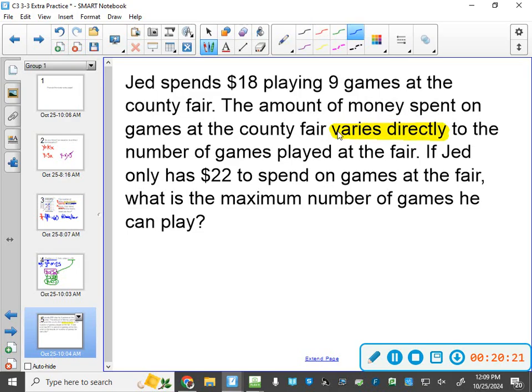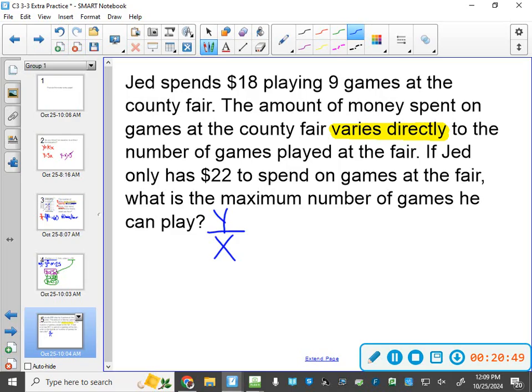That automatically means this is proportional. If it's proportional, we do what over what? Y over X. Very good, y over x. So I know I'm doing y over x, but I don't know yet what y stands for and what x stands for. Who can tell me what y stands for? Who can tell me? Evelyn. The cost of the game. So the amount of money.